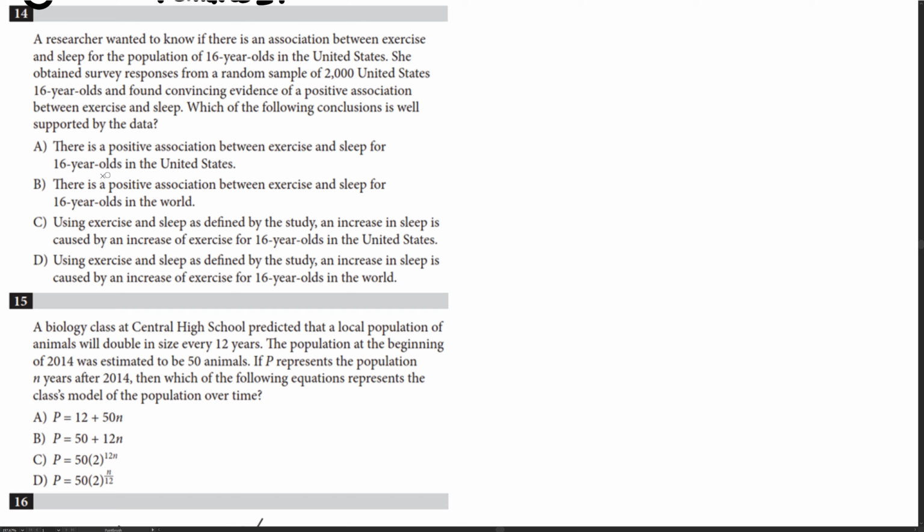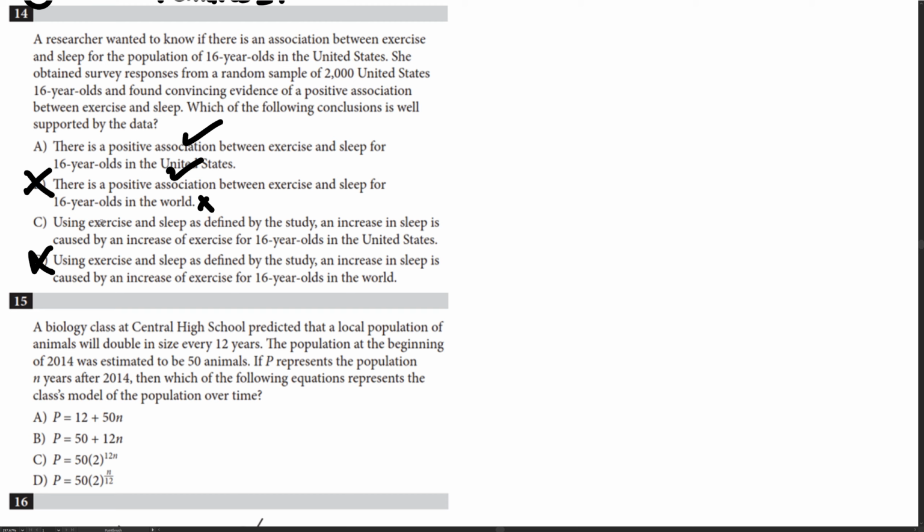So let's notice the difference in the answer choices. So positive association, that looks good to me. B also mentions positive associations, but in this case it's talking about the world. So this part I have a problem with because we're only talking about the United States since the sample is only taken from the United States. And the same thing here, D also mentions the world, which is incorrect.